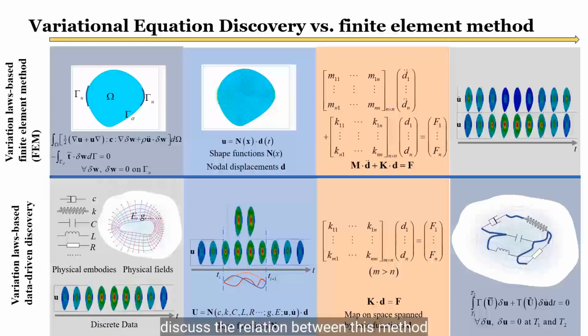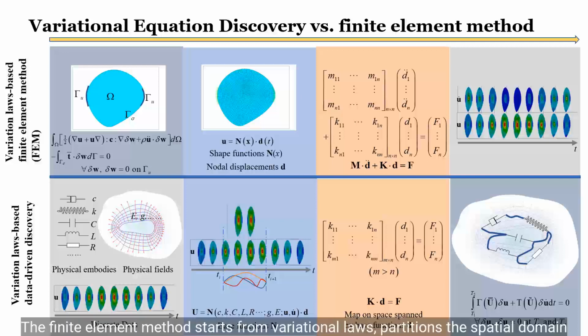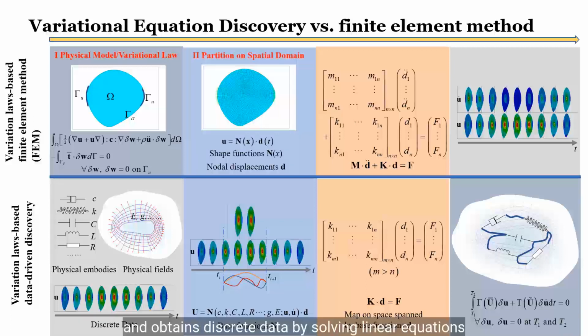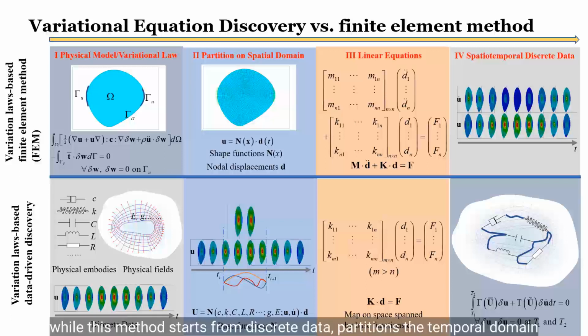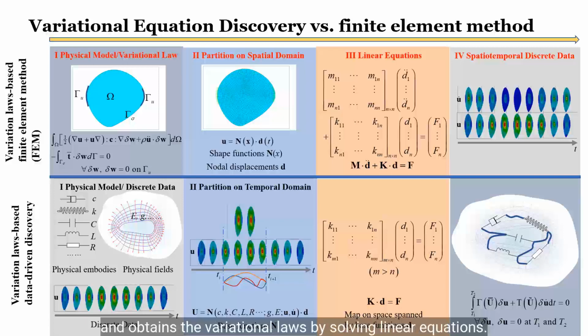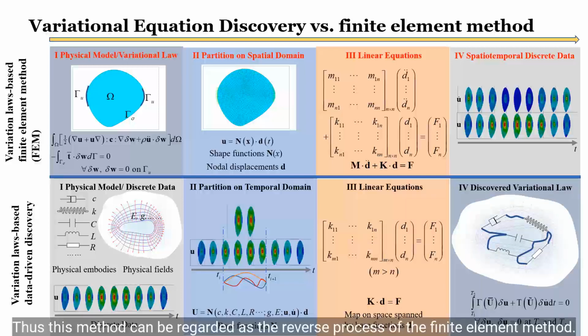Here, we discuss the relation between this method and the finite element method. The finite element method starts from variational laws, partitions the spatial domain, and obtains discrete data by solving linear equations, while this method starts from discrete data, partitions the temporal domain, and obtains the variational laws by solving linear equations. Thus, this method can be regarded as the reverse process of the finite element method.